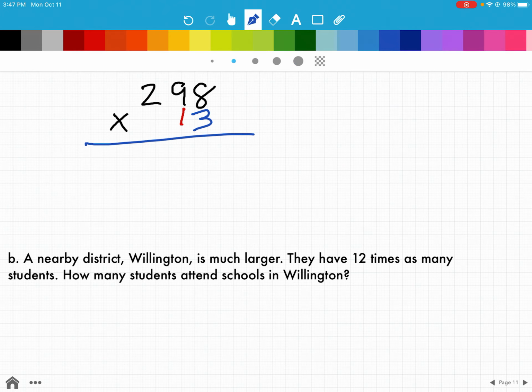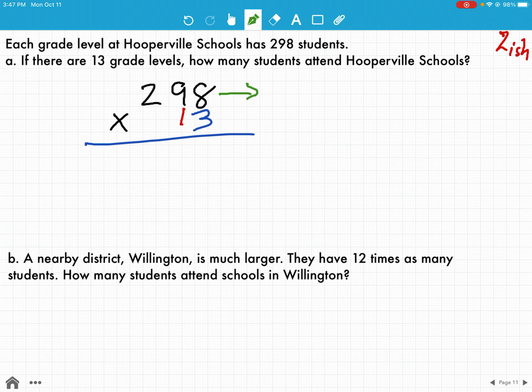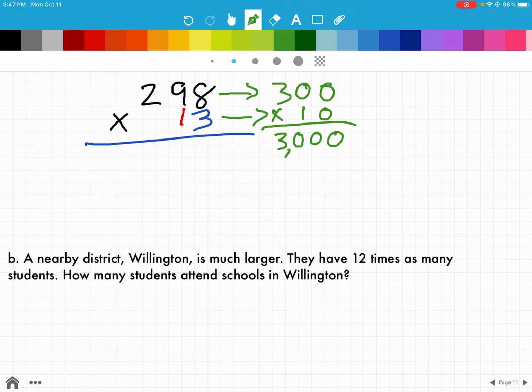And let's first estimate. So this is going to be 300, and this is going to be 10. And if we multiply that, we are going to have 3 with 3 zeros. So our answer should be close to 3,000. It's probably going to be a bit higher, or it could be either way. It's going to be really close to this because we went up in one and we went down in another. So we know our answer is going to be close to 3,000 for our estimation.